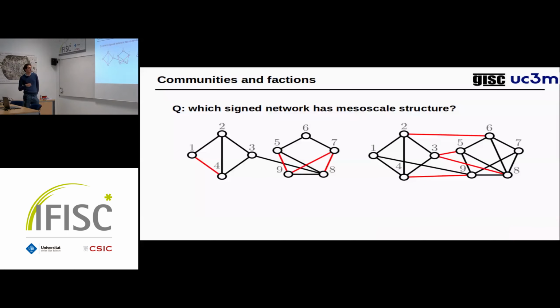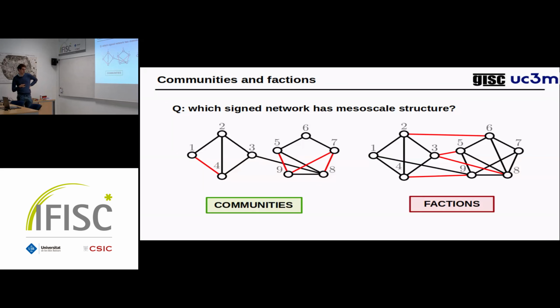So, as I said, the idea is to explore ways of mapping signed networks to unsigned networks and to detect mesoscale structures, which, I recall, are patterns that are neither at the local level, at the level of nodes, nor at the global level of the whole network. So the typical example is a community of like-minded people or a core-periphery structure, etc. So I would like to ask you which of these, or both or neither, have a mesoscale structure. Think a bit about it. And the answer is that both have it.